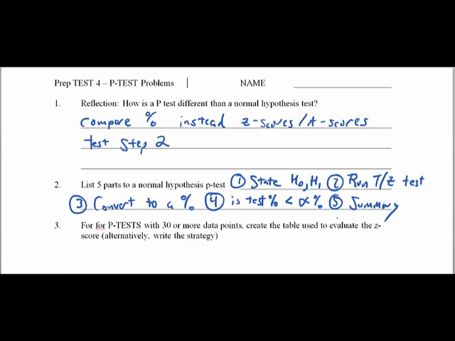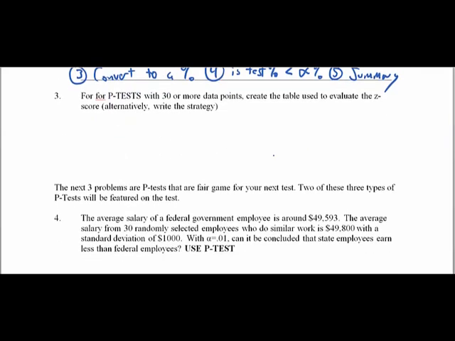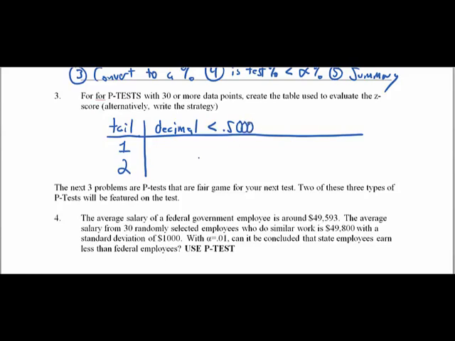Now, what I did, and I want to scroll this down just a little bit here, is I made a little chart for p-tests with more than 30 points, or basically p-tests that use the z-chart. You can write the strategy here instead, but I like to do the table. It all depends on the number of tails you have, so you either have a 1-tail or 2-tail test. And when you get your percentage, ask if your decimal is less than 0.5, and I'll put the zeros here to show that you're looking at the z-chart.